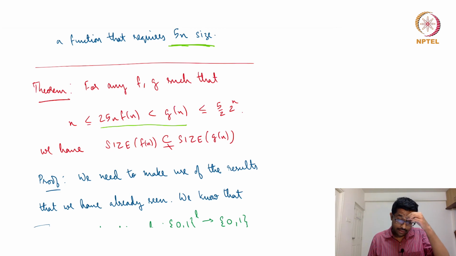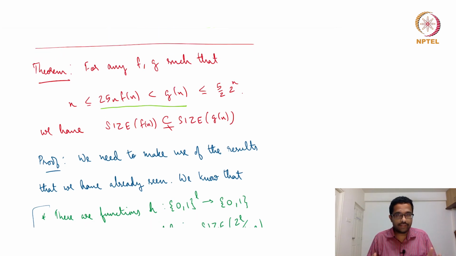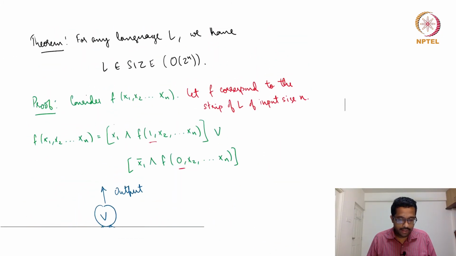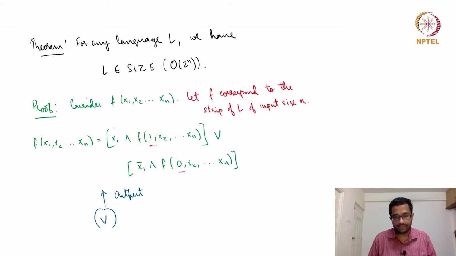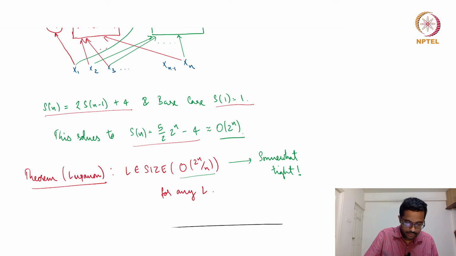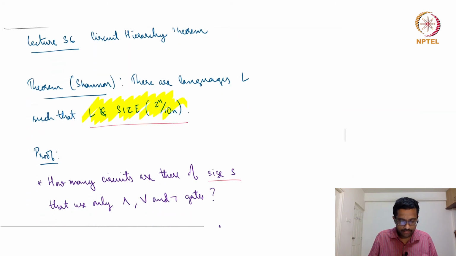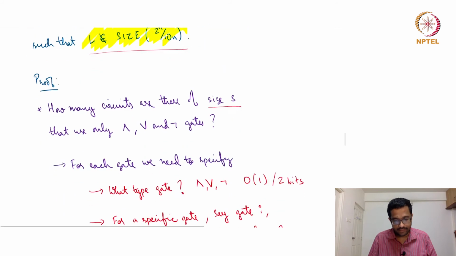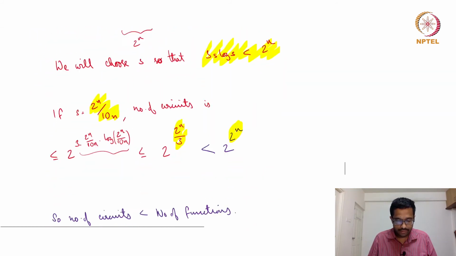So whatever ingredients we required, we have already shown. We will just use those ingredients, right? So we saw that every language has a 5/2 times 2^n size circuit. I am referring to this result, right? And we also saw that there are languages that require more size than 2^n divided by 10n size circuits, right? So we just use these as our ingredients.